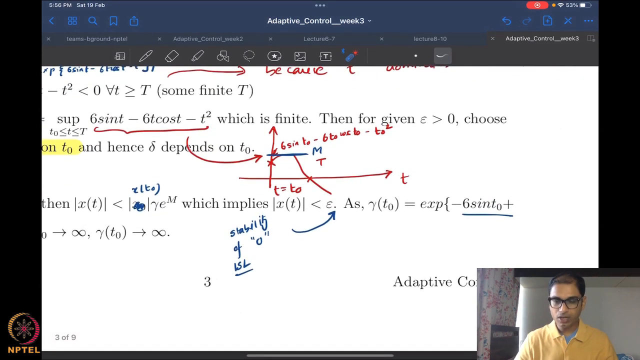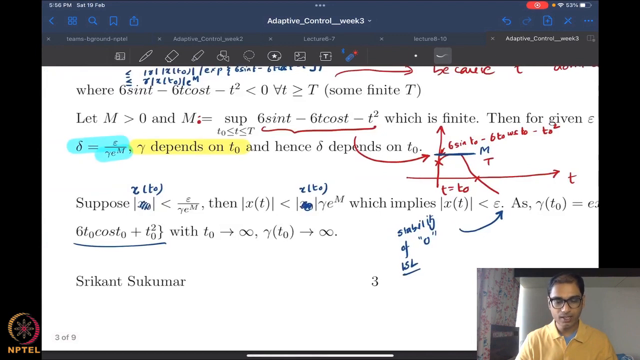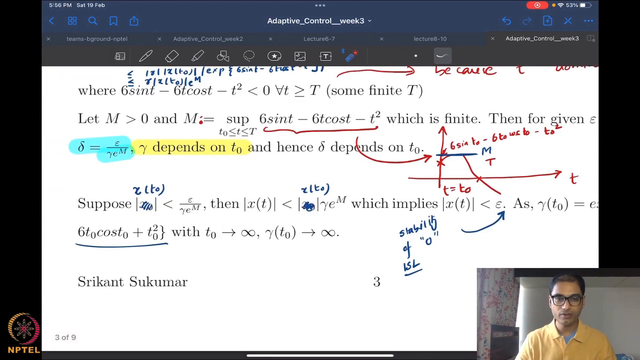Before I even try to prove anything for this specific case, let me give some kind of intuition for how to choose such a common delta in the general case. All right, so let's see.